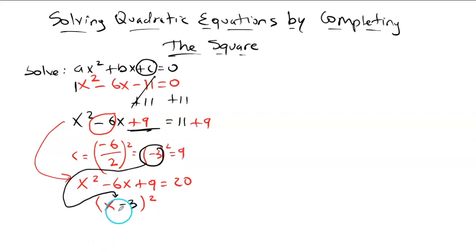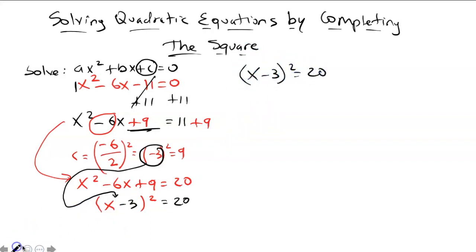So what goes here in my factor form? This is called a square of a binomial. The other side is 20. Now I have x minus 3 to the second power equals 20. Remember, I just factored this trinomial. Now I'm going to solve for x. That's the idea. So x minus 3 squared equals 20.